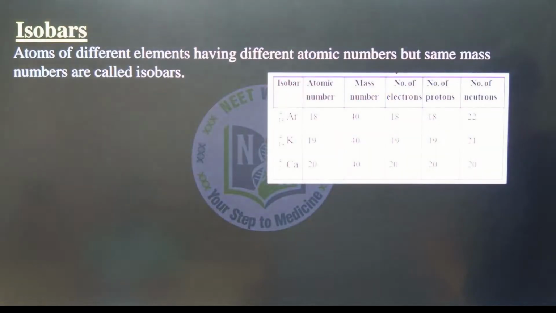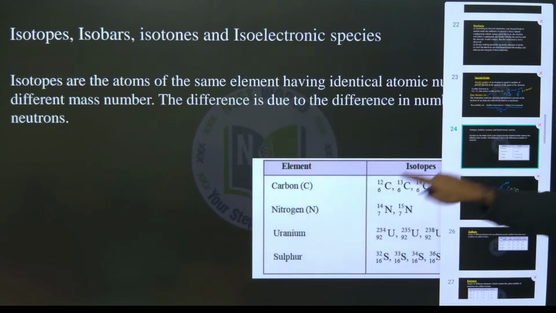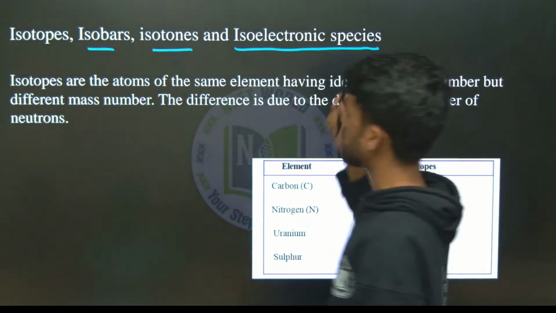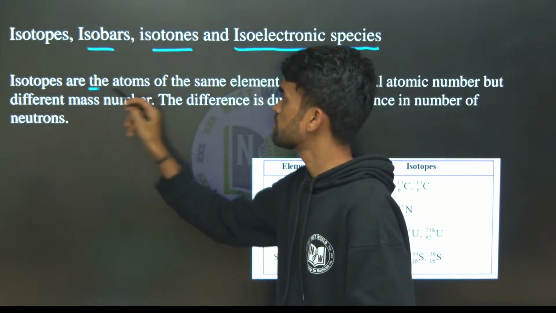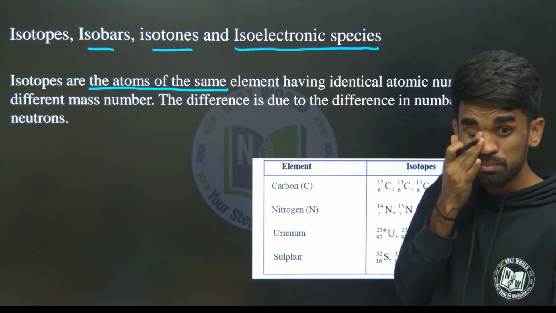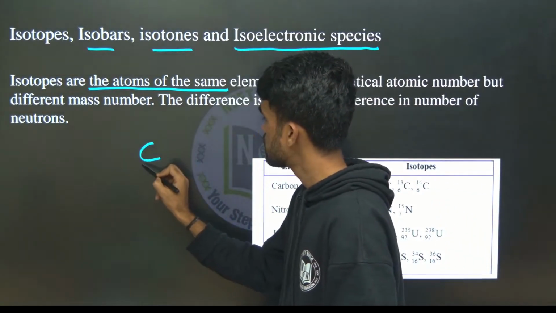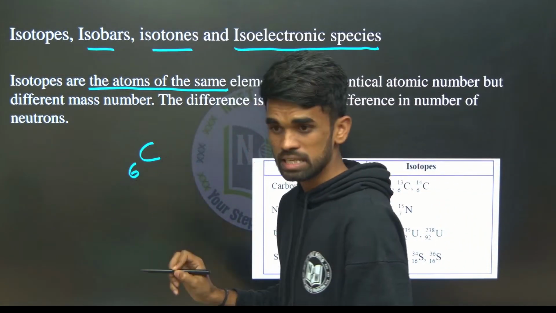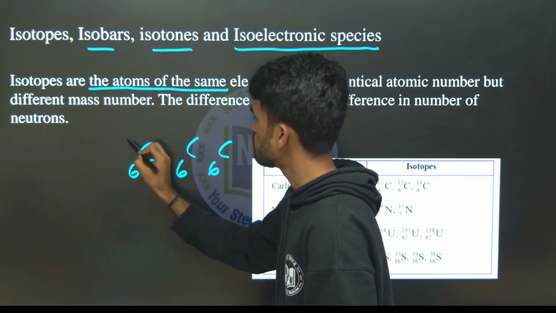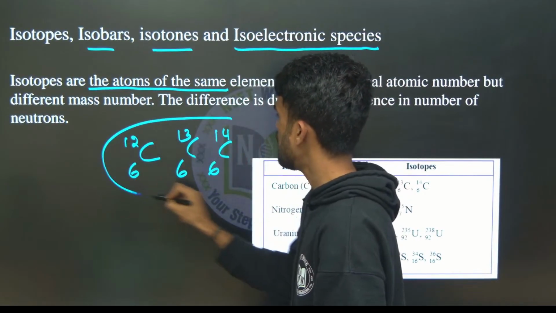Now let us move forward with these things. Isotopes, isobars, isotones, and isoelectronic species. So isotopes means what? Same atomic number but different mass number. For example, carbon has isotopes. Atomic number 6. So with atomic number 6, I can put mass number as 12, 13, 14. So these are the 3 species.